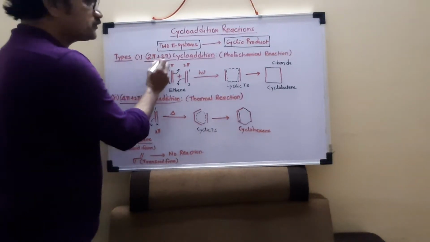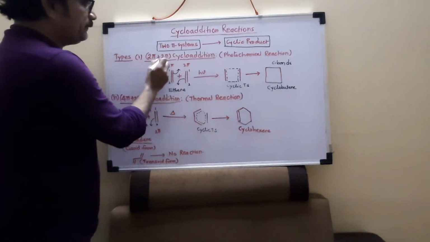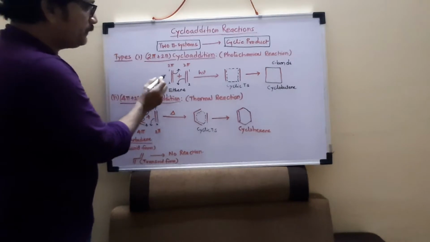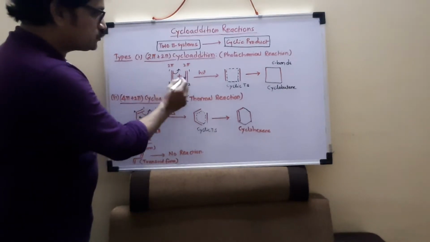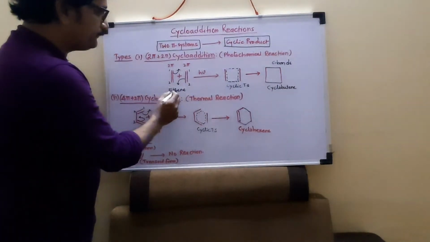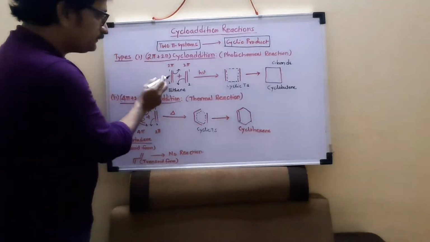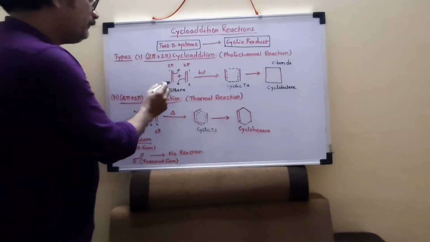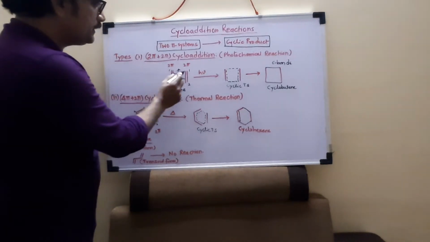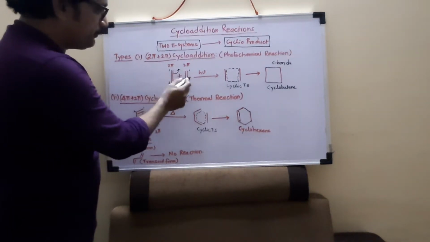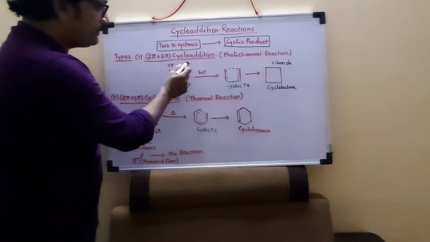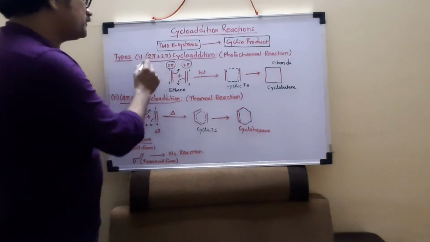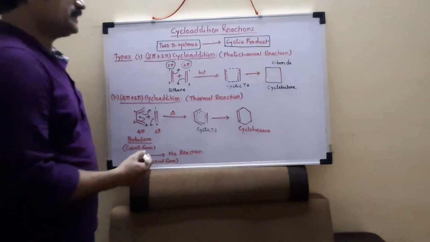First is the 2 plus 2 cycloaddition reaction, or 2 pi plus 2 pi cycloaddition reaction. Why is it called 2 pi? Because I have taken two molecules of ethylene. In one molecule there are 2 pi electrons, and in another molecule, the same molecule repeated here, there are also 2 pi electrons. So because of this 2 pi and 2 pi electrons, it is called 2 pi plus 2 pi cycloaddition reaction.